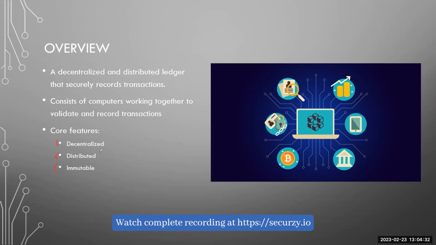The second core feature is distribution, which means that data is stored on multiple nodes across the blockchain network, which ensures the integrity of the system. We will elaborate on it later in this session. And the third and one of the most important features of blockchain is immutability. This feature basically ensures that once data is recorded on the blockchain, it cannot be altered or deleted.